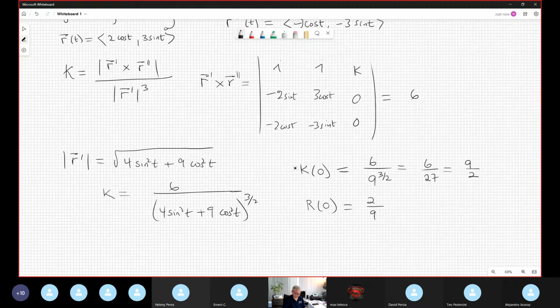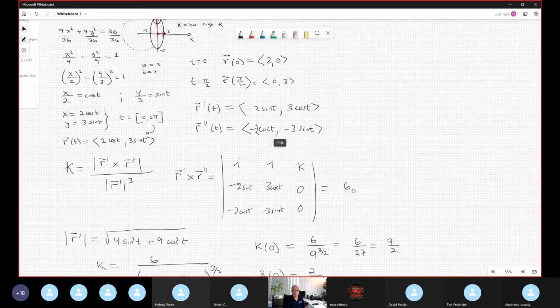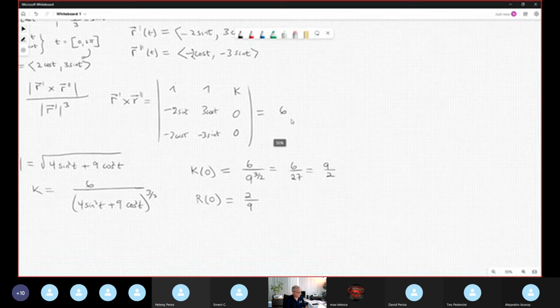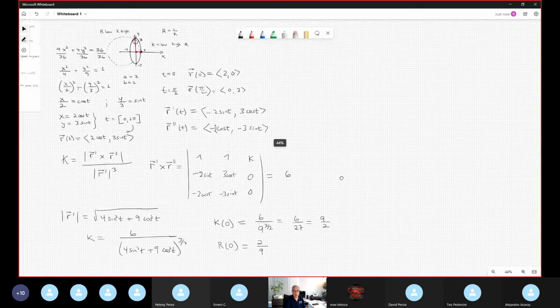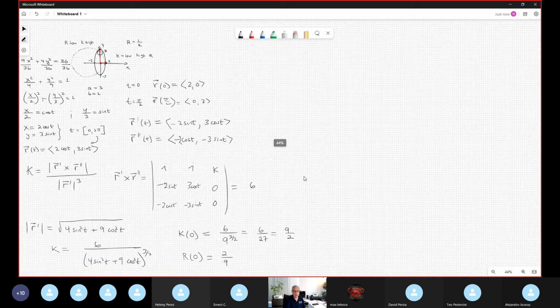Okay. And the center of this osculating circle, the center is located at the point 9 over 2. So, okay. What is the formula, guys? The formula to find the center is: the center, intuitively, is the point 2, 0, like a vector, just this point.